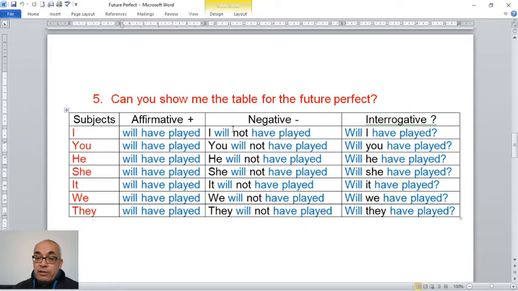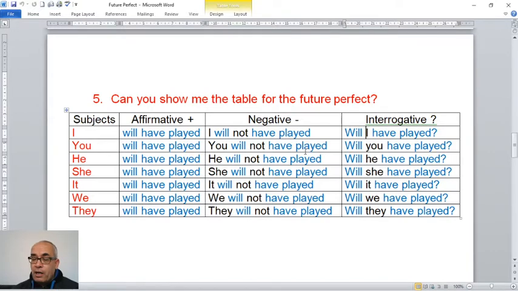Now, to make negative, you just put not after will, as you can see. This one is affirmative, which means positive, and for the negative you put not after will. The question or interrogative, you just put will at the beginning and then you put the subject. So you put the verb will, and then you put I as a subject, and you complete the sentence.